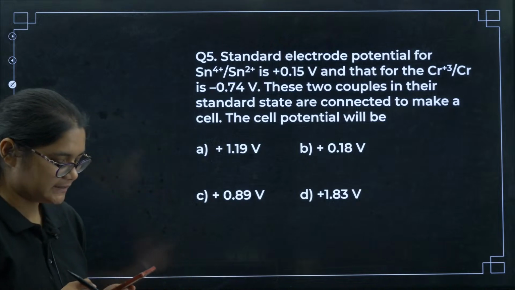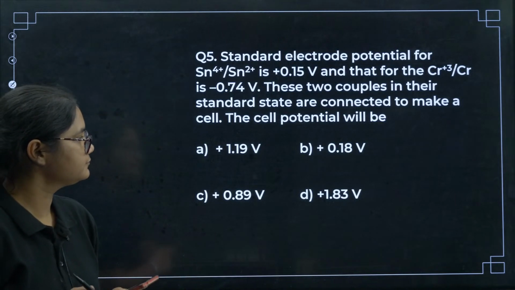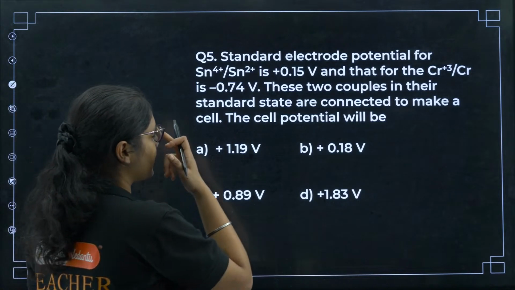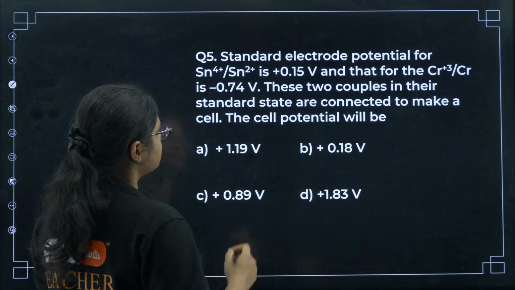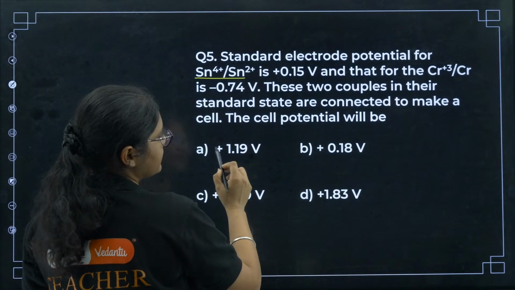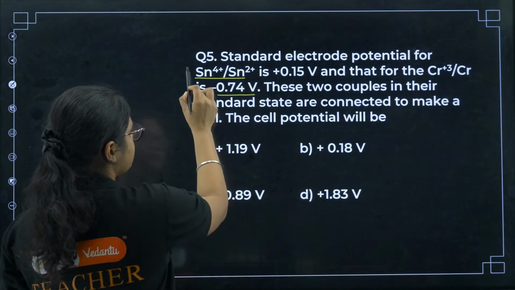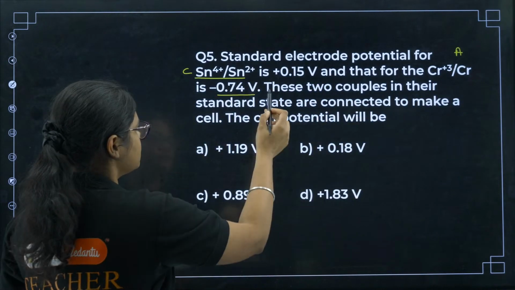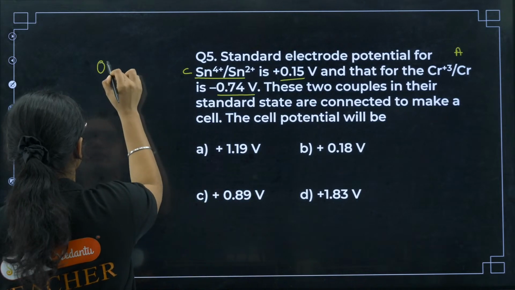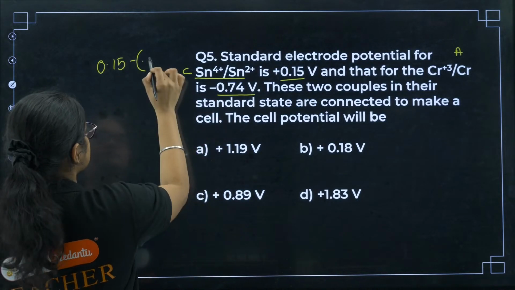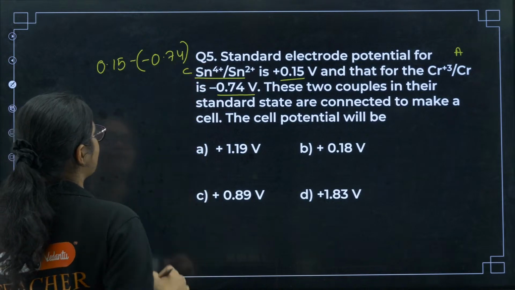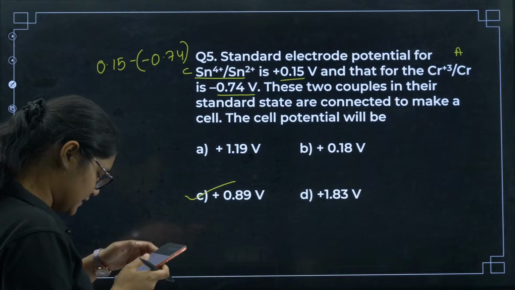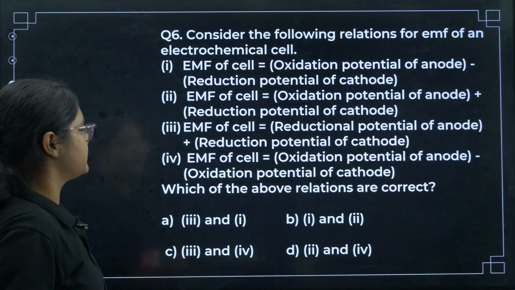Okay, let me see the answer. Yes, 5A. So you have to again add these two, right? See, this one is having reduction potential, so this is having the oxidation. So this will be cathode and chromium will be anode, right? Cathode minus anode. So 0.15 minus 0.74. So I will get 0.89. Option number C here. Yes, C is the correct answer. Very good. Next, question number 6.